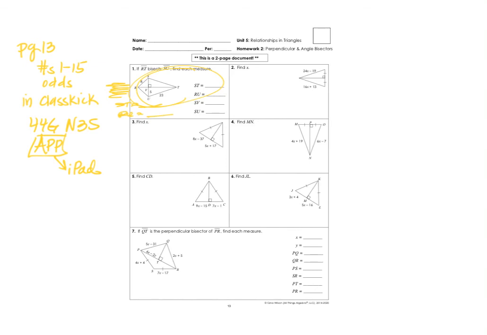So thanks for watching, and this is really just a basic lesson. You just got to memorize those theorems and what they look like and how they help you see what's congruent. Have a great day, everyone.